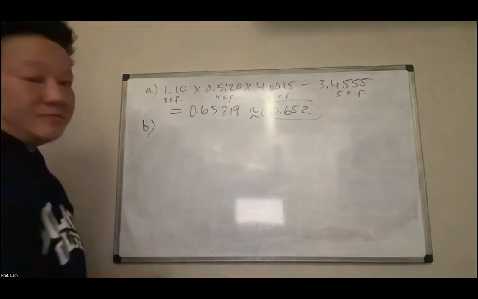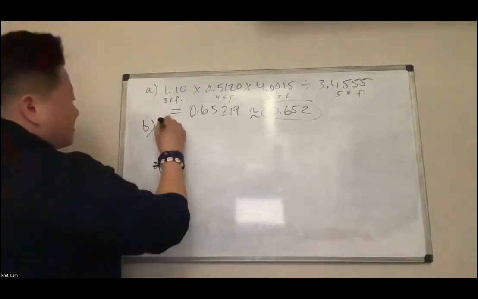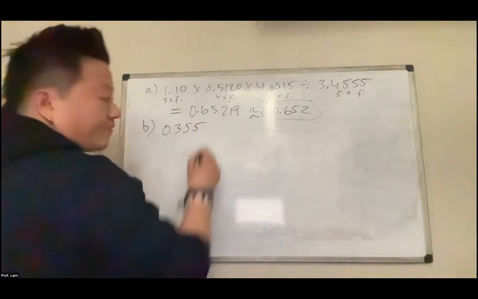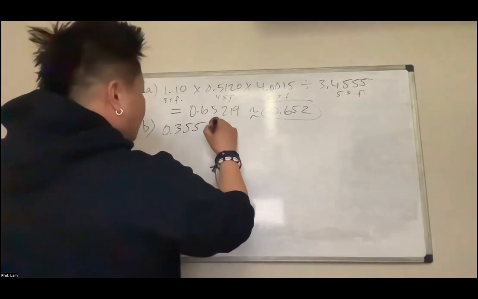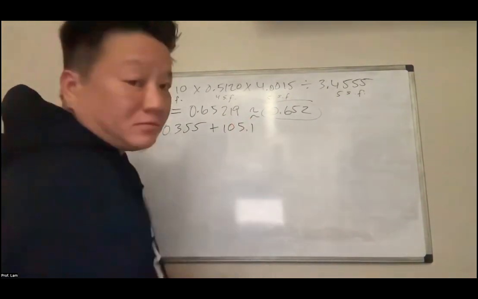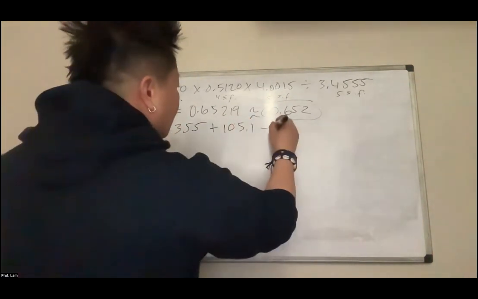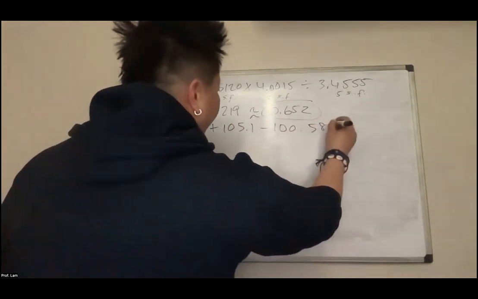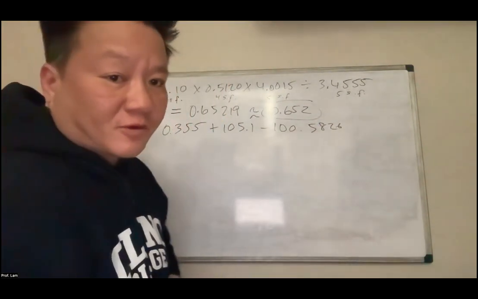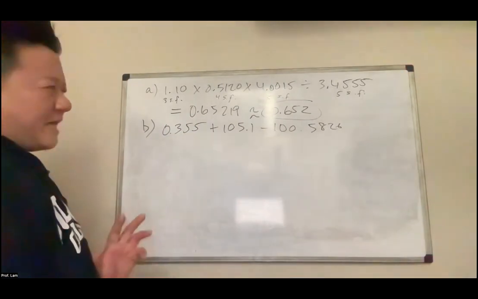All right, let's do B. B is 0.355 plus 105.1 minus 100.5826. Okay. So now I assess again.